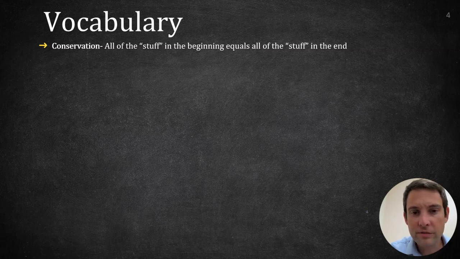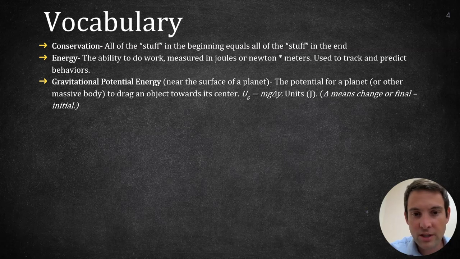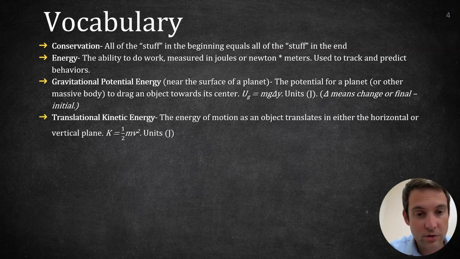Conservation just means all of the stuff in the beginning equals all of the stuff in the end. Energy is the ability to do work, which is measured in joules or Newton times meters, and it's used to track and predict behaviors. Gravitational potential energy, near the surface of a planet, is the potential for a planet or other planetary or massive body to drag an object towards its center. The equation is gravitational potential energy equals mass times acceleration due to gravity times the change in height. The unit is joules. Delta, remember, means final minus initial.